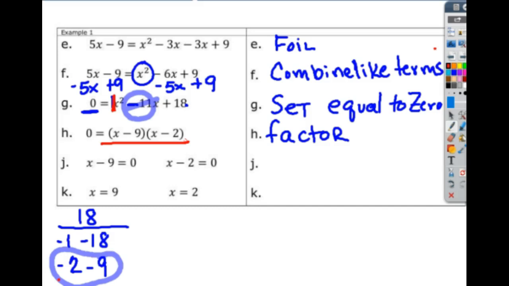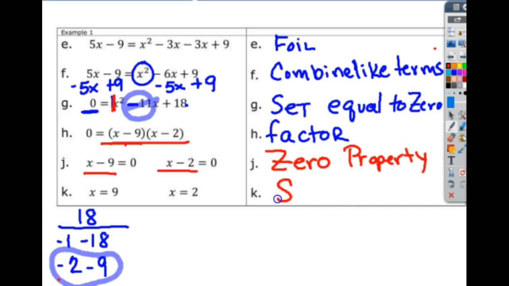Hopefully you remember that once you have the factors, then you can solve it by putting the first factor equal to 0 or the second factor equal to 0. That is called the 0 property. And then you solve those two little equations. You add 9 to both sides. That's how you get a positive 9. You add 2 to both sides. That's how you get a positive 2.